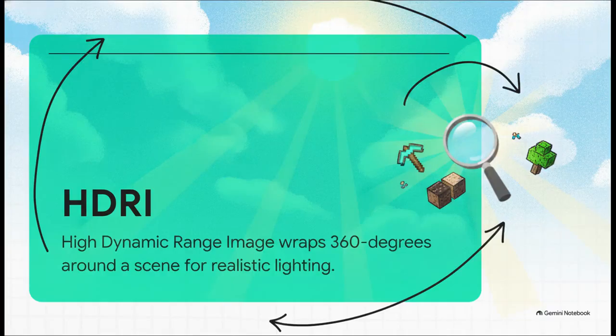One of the absolute most powerful tricks in 3D is using an HDRI. That stands for High Dynamic Range Image. Instead of just relying on some flat, boring default background color, an HDRI literally wraps a high-resolution 360-degree image, think of a beautifully clouded sky, entirely around your scene. It is a game changer. It instantly gives your set this rich, cinematic look by bathing your blocks in realistic, natural lighting.